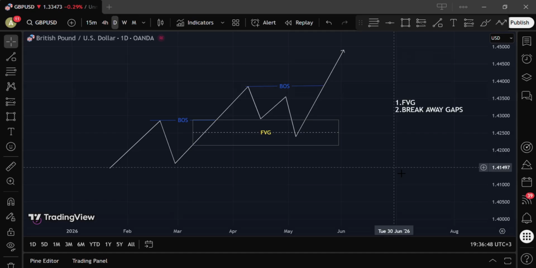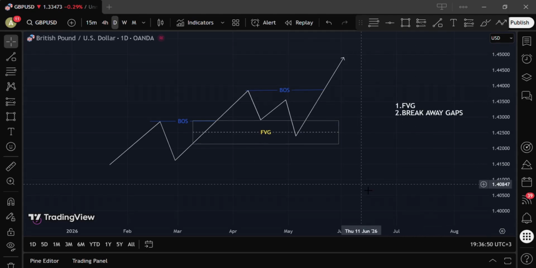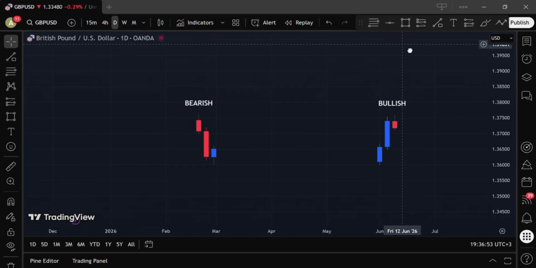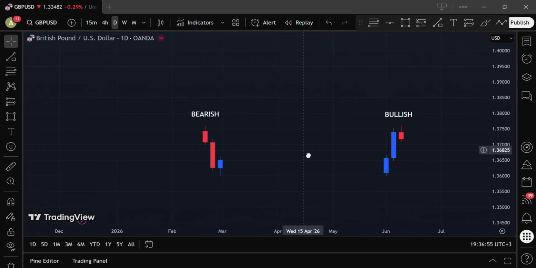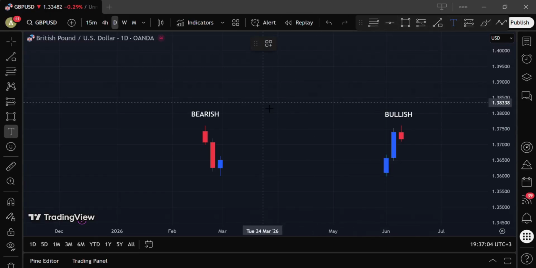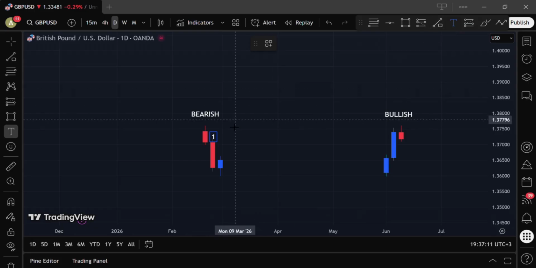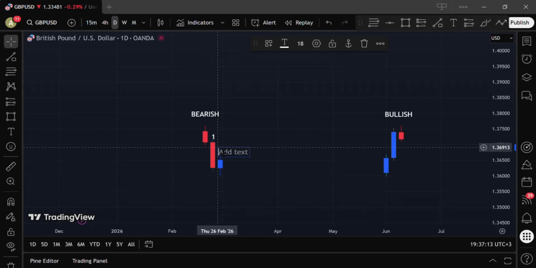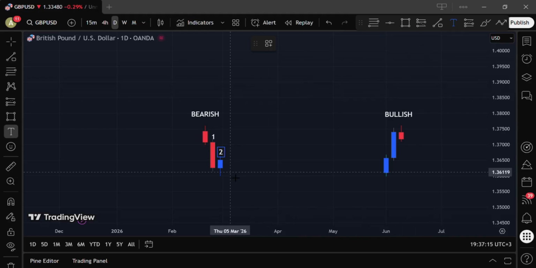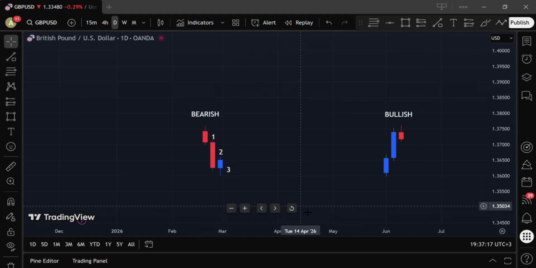So I want to look at a candlestick pattern here to try and give us an idea of what we are talking about. Normally a fair value gap is formed when we have a three candlestick pattern. We are looking at the bearish bias. So this is candlestick number one, this one here is number two, and this one here is number three, like that.